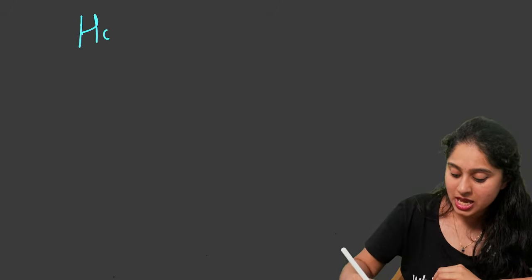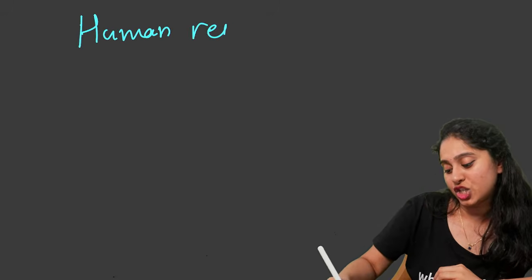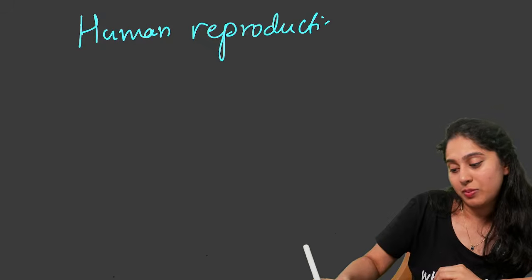Perfect, that's it. So we are done with all the important parts of sexual reproduction in flowering plants. And the next one we are going into is human reproduction. Is it clear? Shall we begin, everybody?